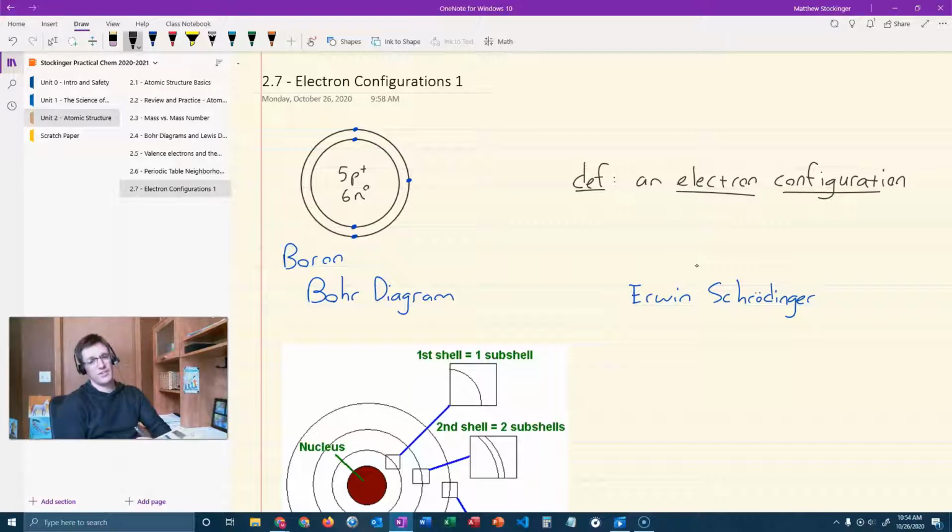An electron configuration isn't a picture anymore. It's a code. And that code has numbers and letters in it. And the code tells us where all of the electrons are in any element.